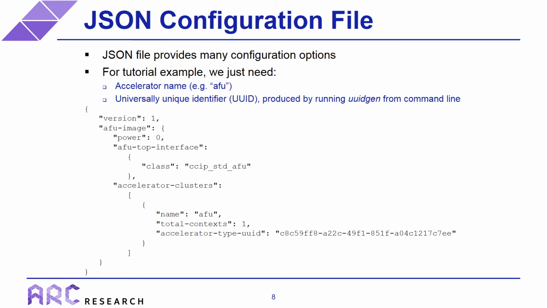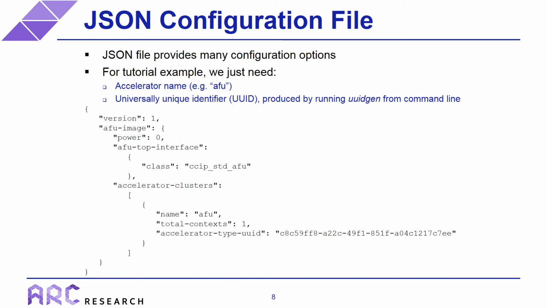So taking a look in a little bit more detail at this JSON configuration file. In general, it has a bunch of configuration options. I'm not going to go over all those possibilities, but they are documented in all of the Intel documentation. So for this simple tutorial where we're just looking at how to create a basic AFU, there's only two things we really need to specify. One is the name of the AFU, which you can see at the bottom of the slide here. In this case, I'm just calling it AFU. Obviously, if you were designing something for some specific purpose, you would give it a more meaningful name.